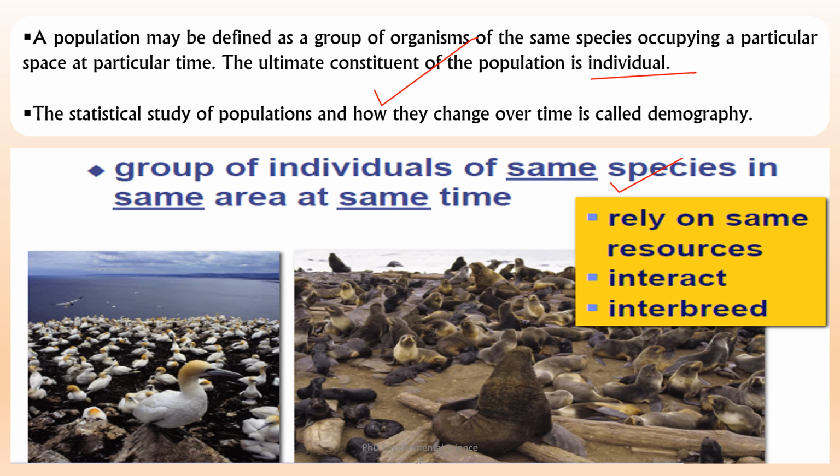For example, a population of deer in a particular forest represents all the deer of the same species that live within that forest at a specific time. Each individual deer within that population shares common traits and interacts with other members of the population.